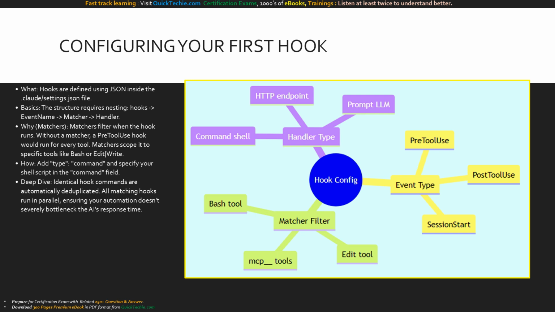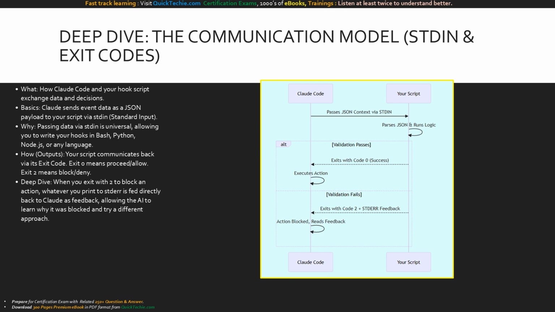This mind map breaks down the anatomy of a hook configuration. From the center, you must branch out and define three things. First, the event type, deciding if you are acting before a tool, after a tool, or at session start. Next, the matcher filter, restricting the hook to specific tools like bash or edit. Finally, the handler type, defining whether you are executing a local shell command, hitting a remote HTTP endpoint, or triggering an LLM prompt evaluation.